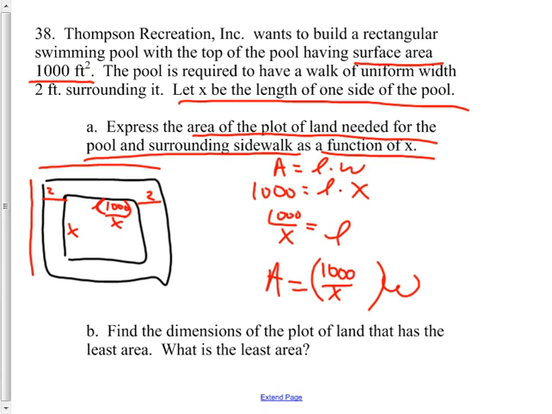The length of the whole thing isn't just 1,000 over X, it's 1,000 over X plus 4. And the width this way isn't just X, what is it? X plus 4. Guess what would happen if I graphed that? It would have a low spot. That low spot in it, because it's going to be basically like a parabola, sort of.